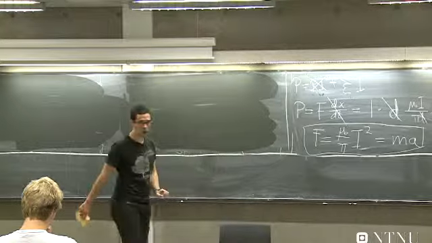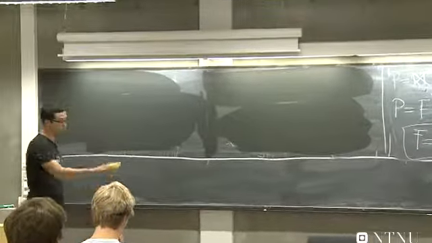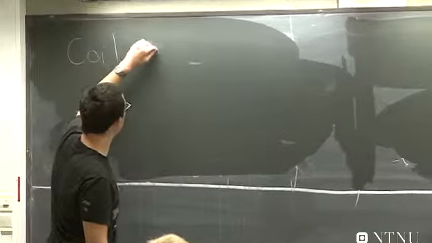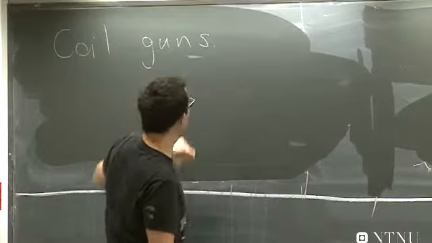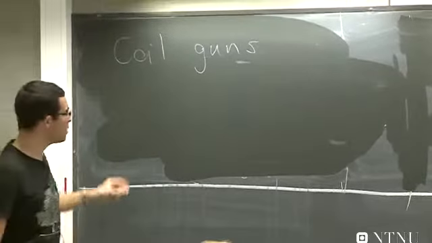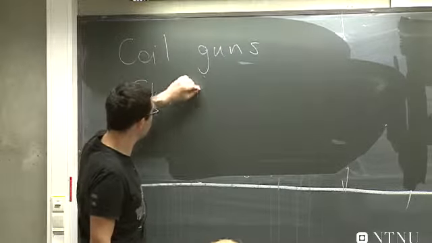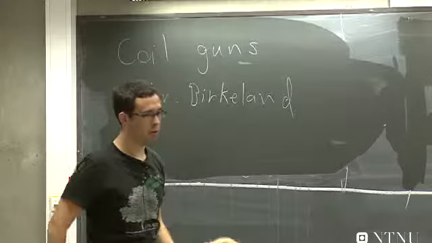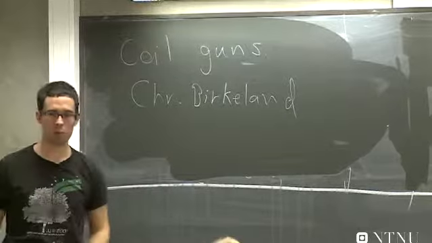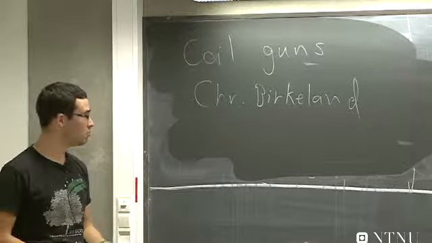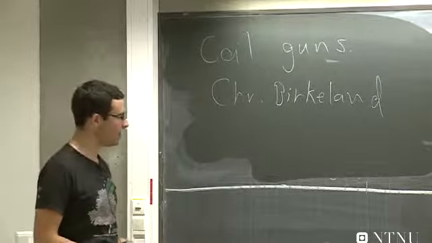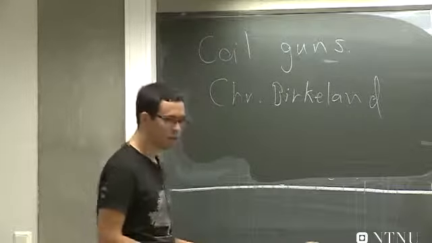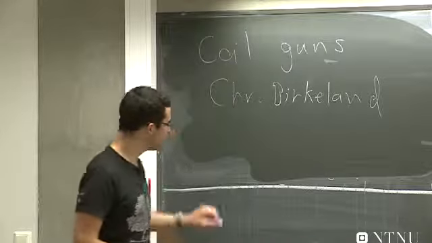As a small homework, I would suggest, just if you're interested, that you could look up coil guns. The coil gun was originally suggested by Christian Birkeland. He's a famous Norwegian physicist, and I believe he was nominated for the Nobel Prize in Physics 7 times in a row or something like that, if I remember correctly. I don't really know why he didn't get it. But anyway, he patented the coil gun.